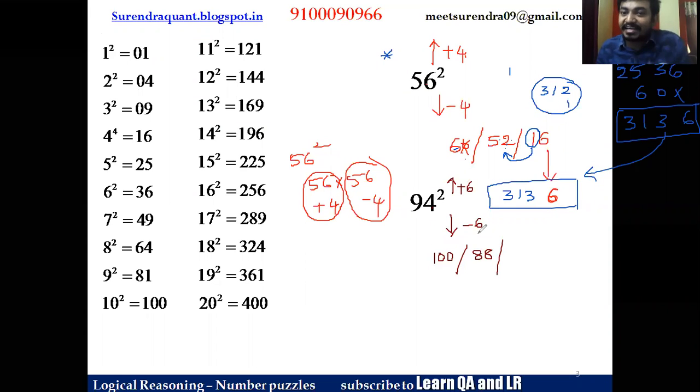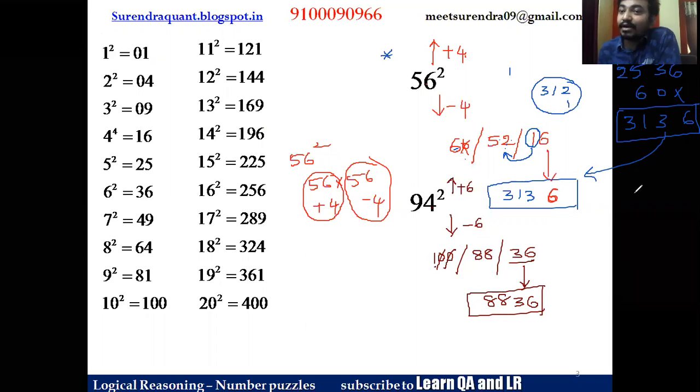Now the adjustment is 6, right? So 6 squared is 36. Now friends, here two zeros came, so cancel these two zeros and take the two digits directly, 36. Now 1 into 88 is 88. So 94 squared is 8836.